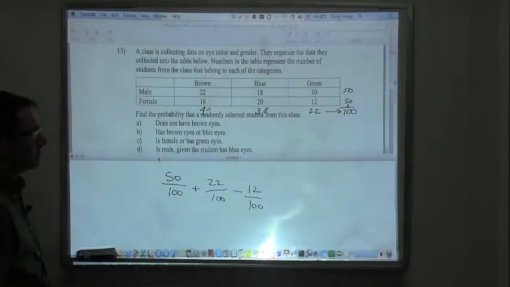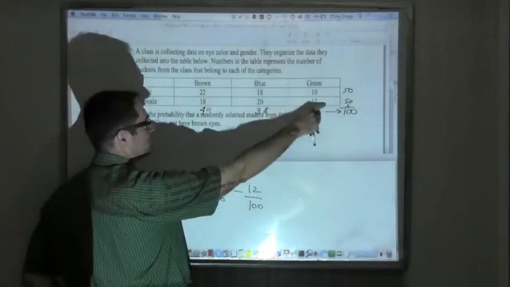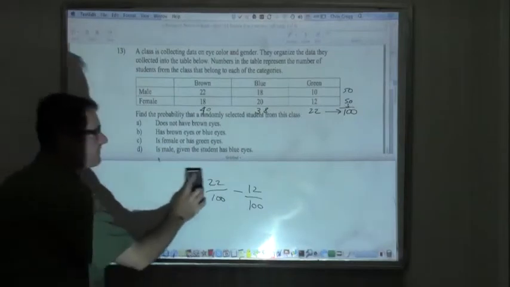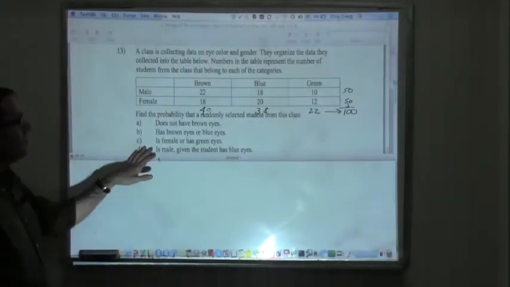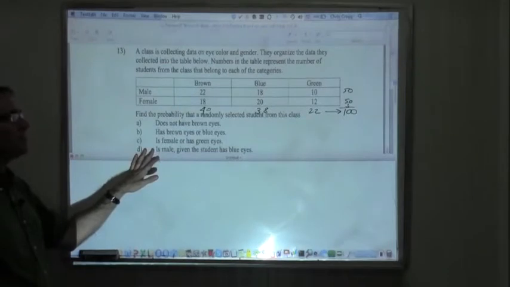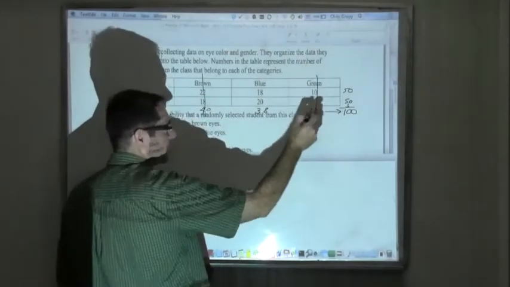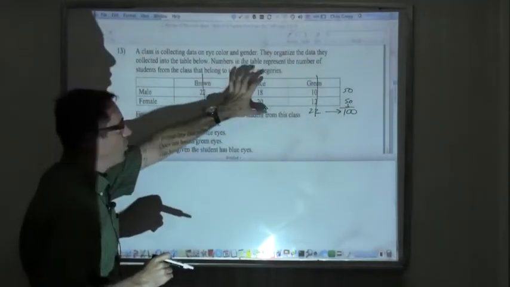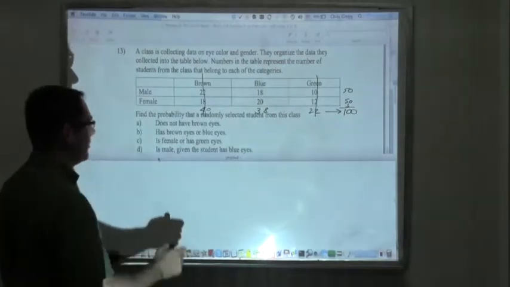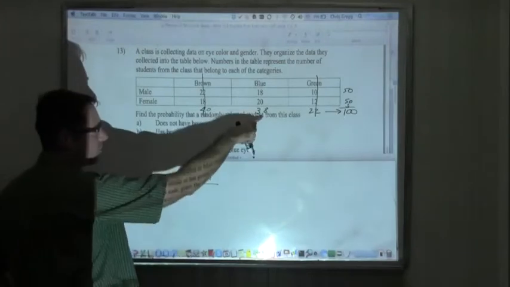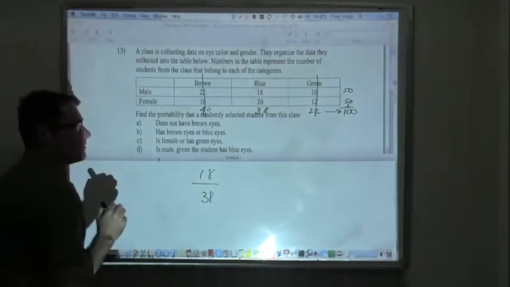So you said you would minus the 12 females? Yeah, because they're included both times you counted. You counted there and you counted there, so you double counted them. You don't want to double count them. And then finally, what's the probability that the student is male, given that the student definitely has blue eyes? Well, forget about the brown-eyed ones and forget about the green-eyed ones, because you're only dealing with this column. Probability that it's male, given that it's blue eyes, is 18 out of the total now, which is just 38.